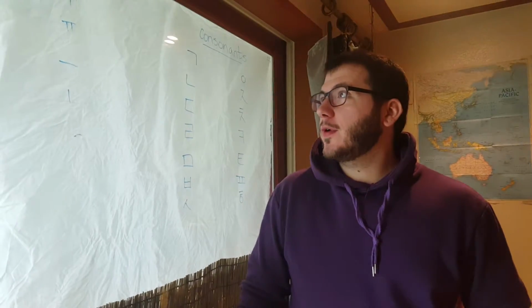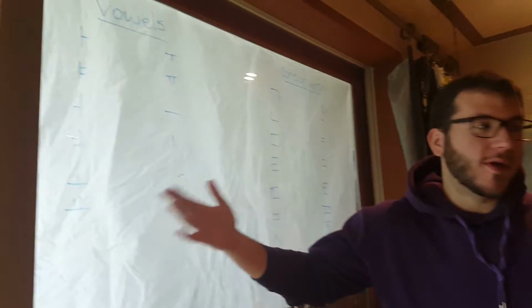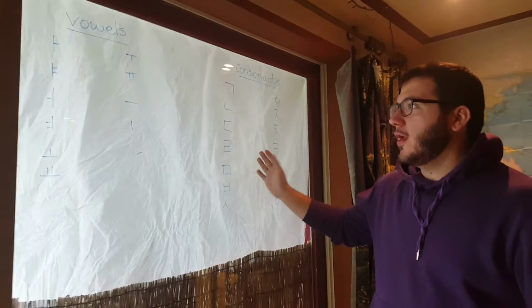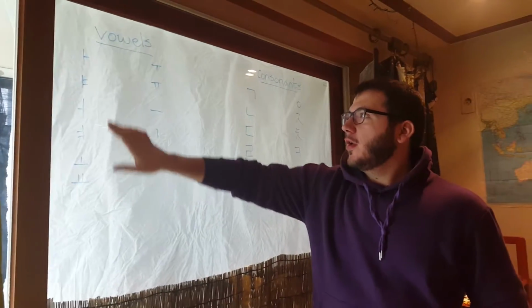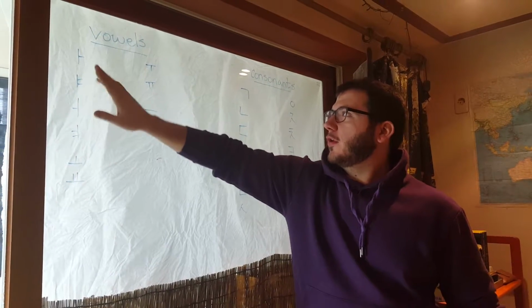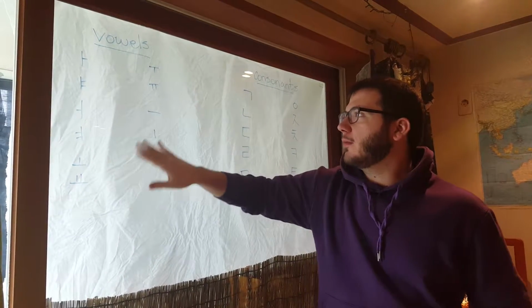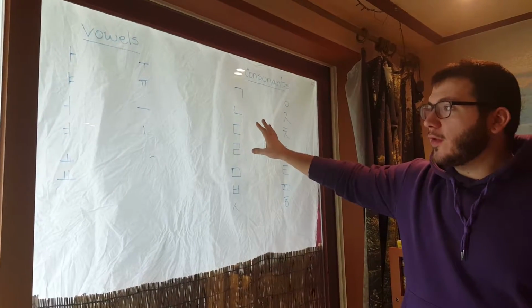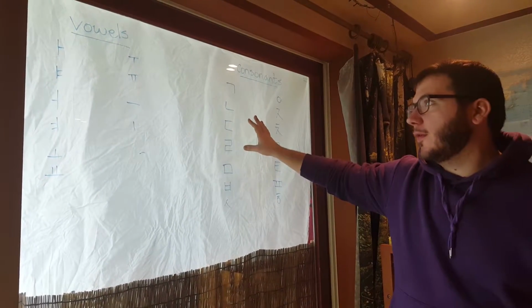Right, so today we are going to learn the basic Korean vowels and the basic Korean consonants. Let's start over here with the vowels. You can see there's lines vertically and horizontally that make up most of the vowels. They look very different from the consonants, so it's easy to distinguish between the two.